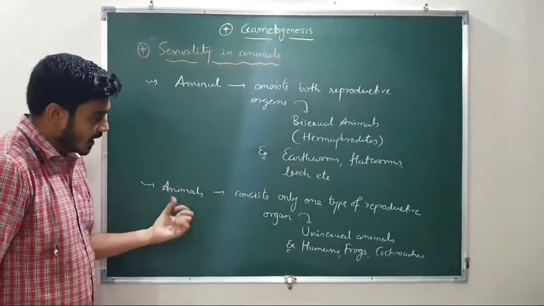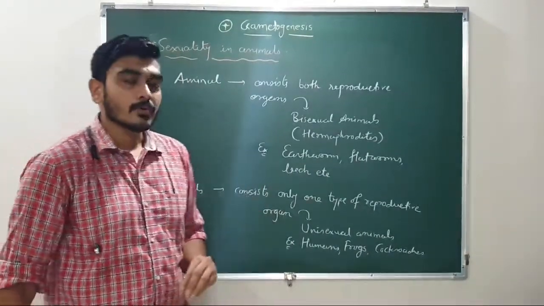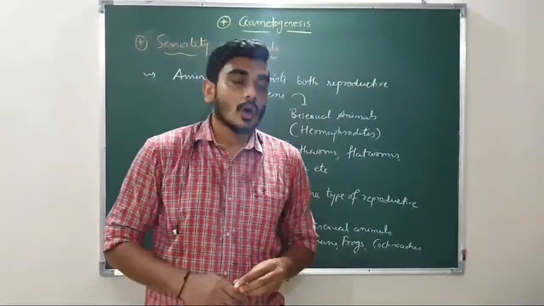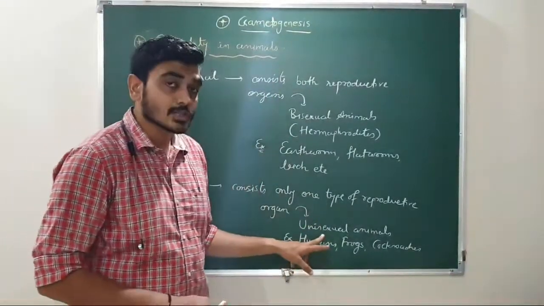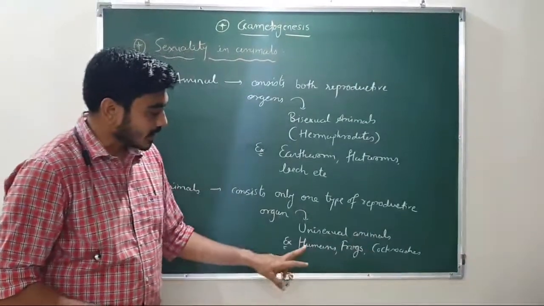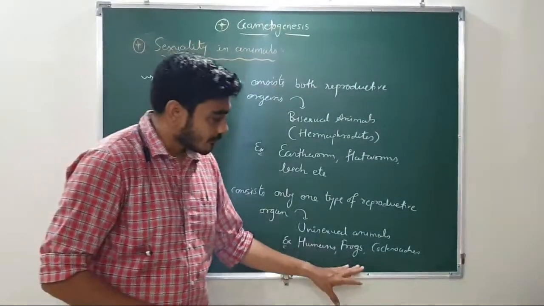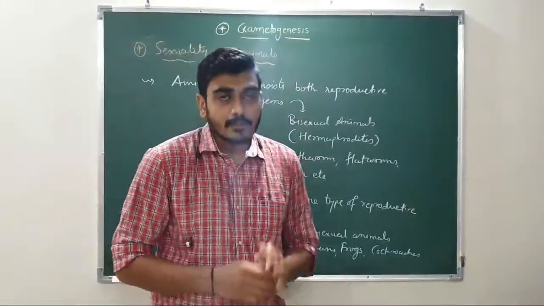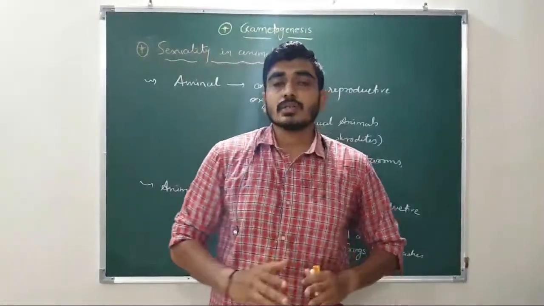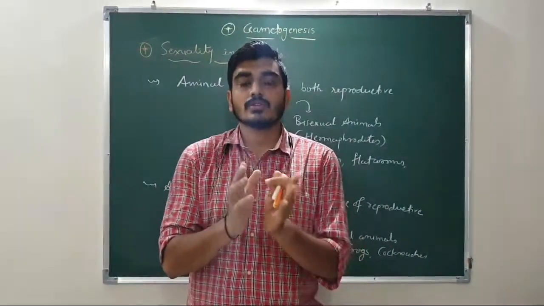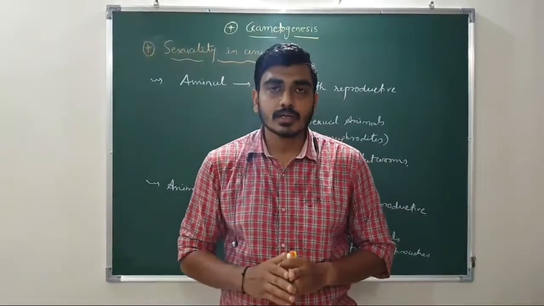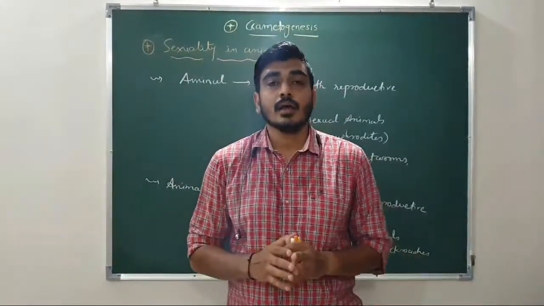Now, if the animals consist of only one type of reproductive organ, that is either male reproductive organ or female reproductive organ, then those animals are considered as unisexual animals. And the examples are human beings themselves, frogs and cockroaches. Right? Now, if we consider organisms based on their genetic material, that means based on the number of chromosomes, then some organisms are haploid in nature, while some organisms are diploid in nature.